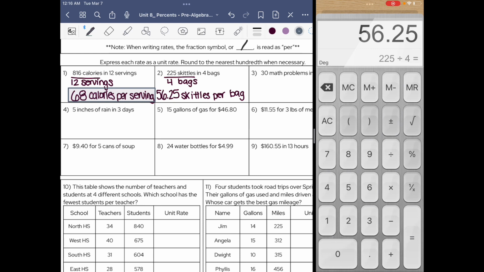And I know some of you are like, how do you have a fourth of a Skittle? That's because not every bag of Skittle has the same number. So maybe some of them have 56, but some of them have 57. So the average is just a little more than 56 per bag.